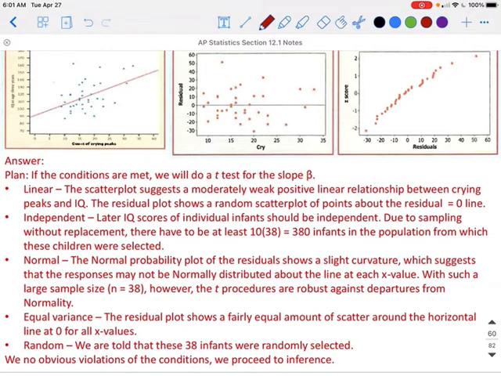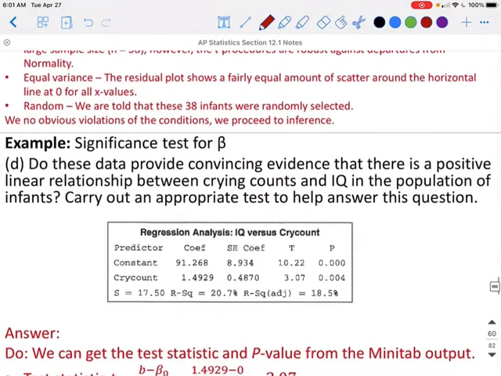Next is equal variance. The residual plot, which is the one in the middle, shows a fairly equal amount of scatter about the horizontal line. And last, we need to check random. We are told that there are 38 infants that were randomly selected. So since there are no obvious violations of the conditions, we can proceed with our inference. So next is the do part of our process.